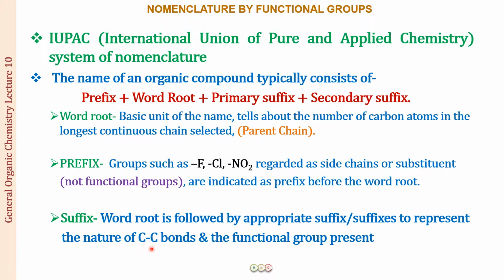When it is all single bonds, we use "ane". When we have a double bond, it is "ene", and when it is a triple bond, it is "ine". And what we have not learned so far is the secondary suffix. This secondary suffix gives us the information about the functional group that is going to be present, right? So this is what we have to learn: the functional groups present in organic molecules, and the secondary suffixes that we use for them. So let us understand all this now.